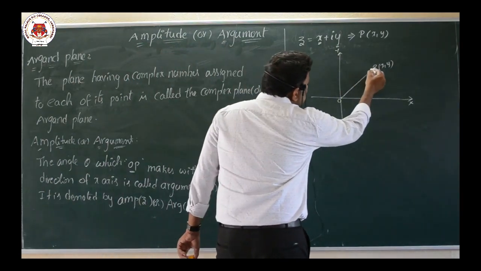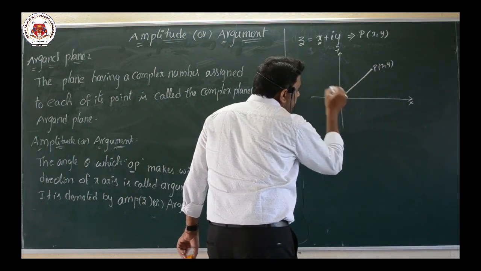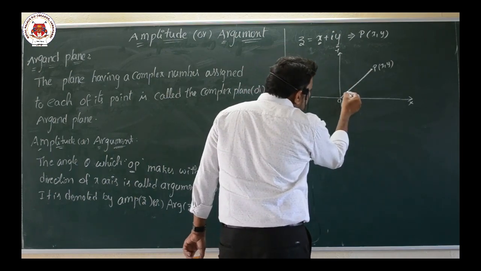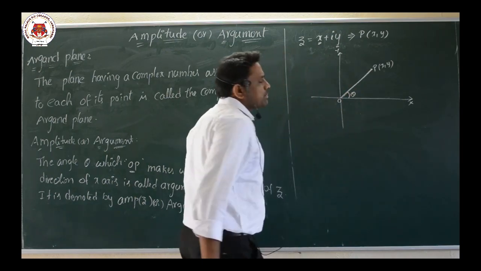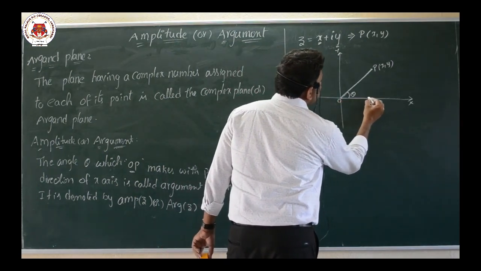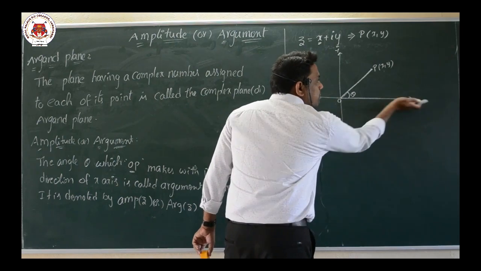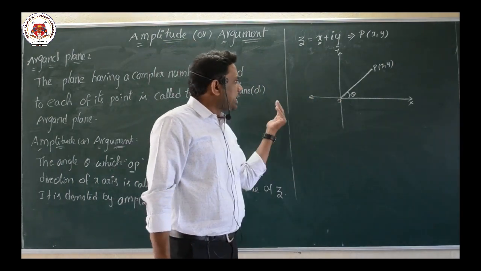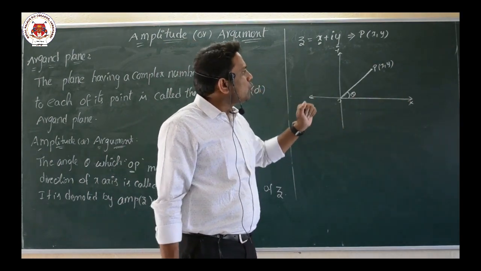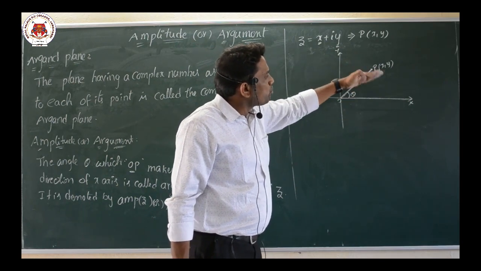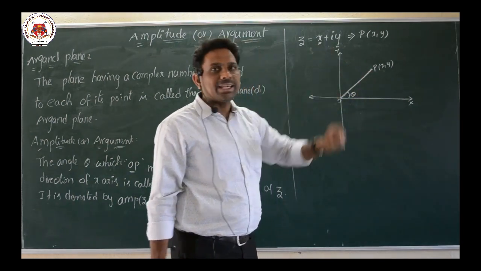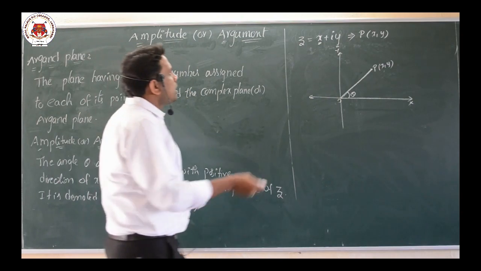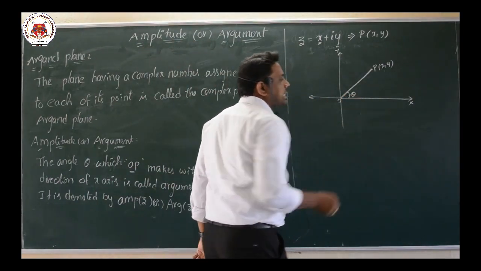Now what happens? This line, what is this one? This is a line segment. What is this line segment? OP. Otherwise we can say it is a line, which makes an angle theta. This is the angle it makes with the positive direction of the x-axis. This is the x-axis in the positive direction. Here also the x-axis is there, but this side is the negative direction. That side is the positive direction. So the angle made by OP with the positive direction of the x-axis is called the amplitude or argument. So children, here amplitude or argument is nothing but theta, the angle.